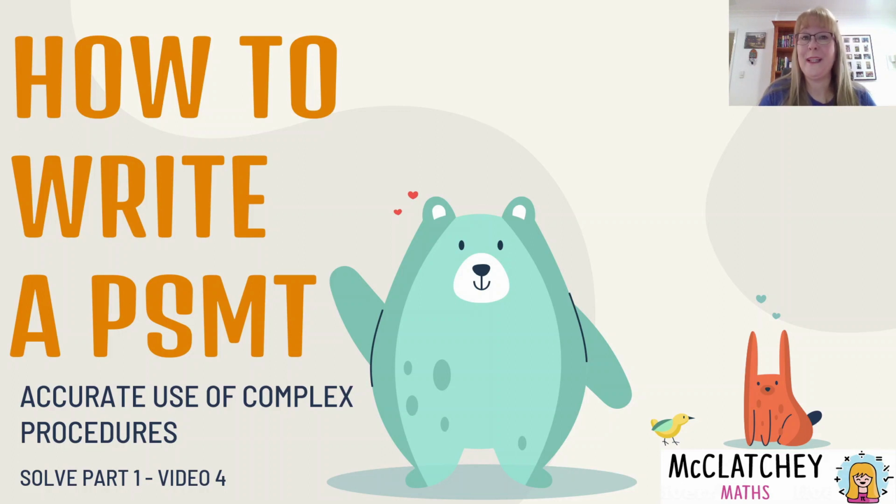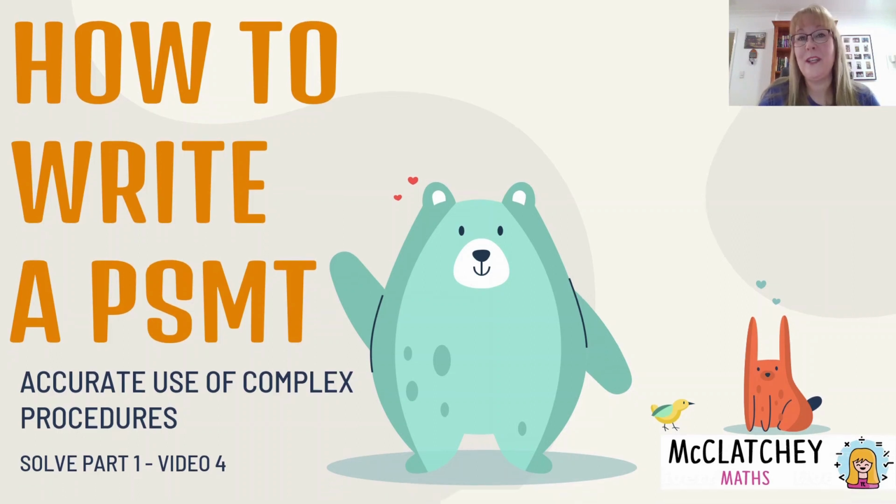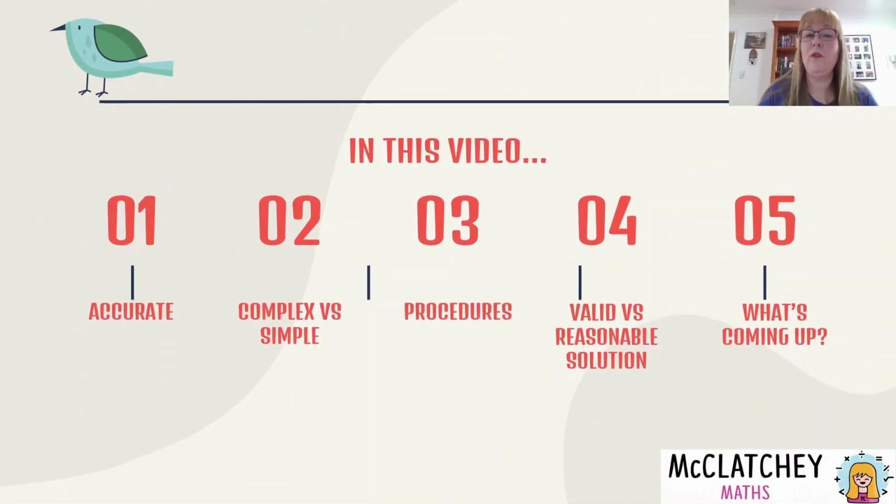My name is Natalie McClatchy and today we are going to look at how to write a problem solving and modelling task. This is aimed at students in Queensland studying mathematics in high school. And we're going to focus in this video on our first part of our instrument specific marking guide, the ISMG, on how to solve using accurate use of complex procedures. So in this video, we'll talk about what accurate means, we'll talk about what complex versus simple procedures are, we'll look at what a valid and reasonable solution is, and then talk about what's coming up next in this series.